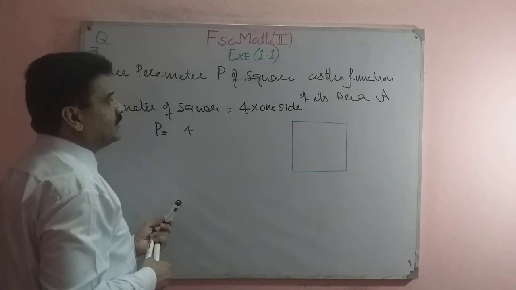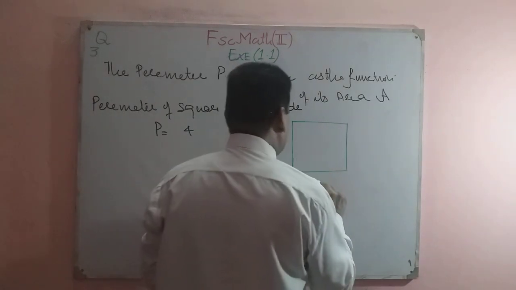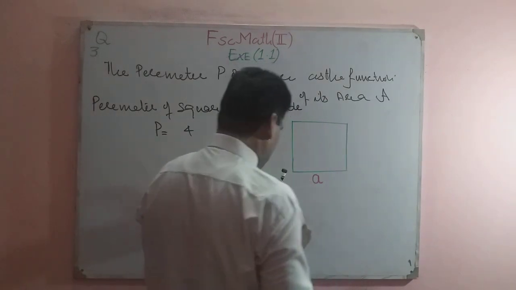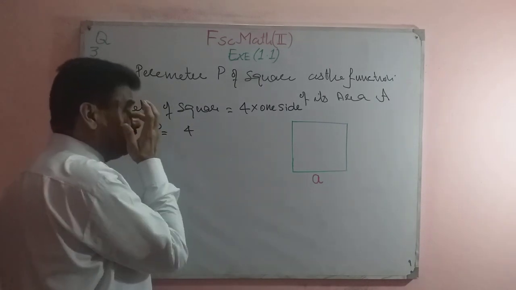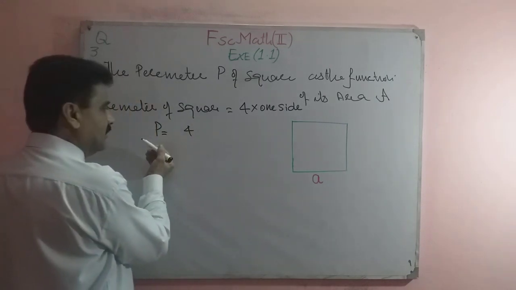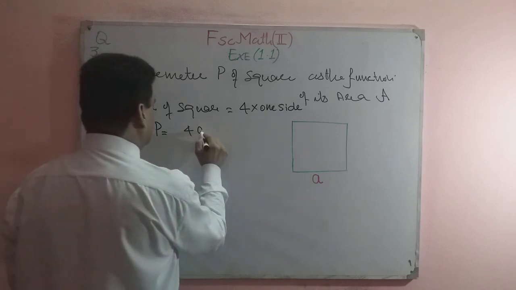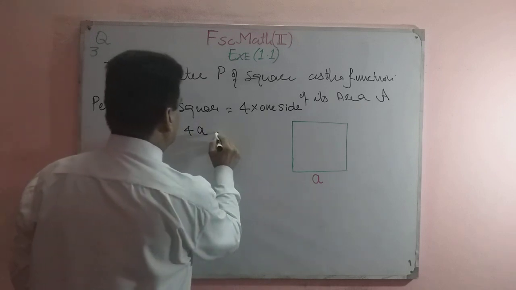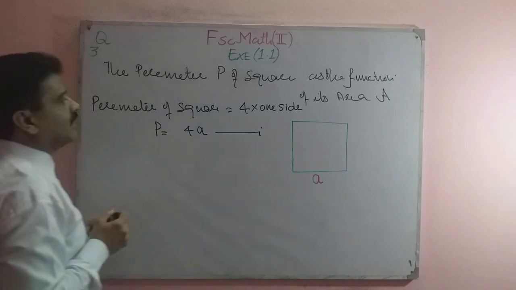We take its side as small a. Small a is the length of the side of the square. Then the perimeter of the square P is equal to 4 times a. This is relation 1.